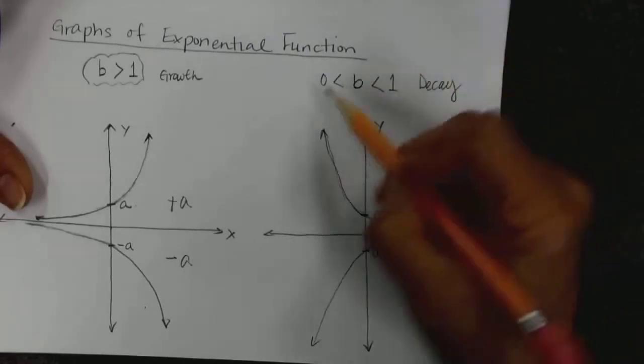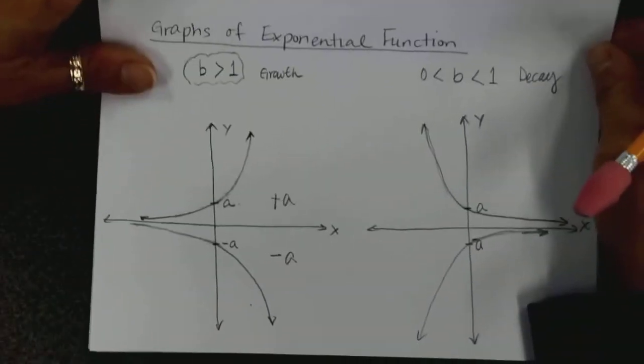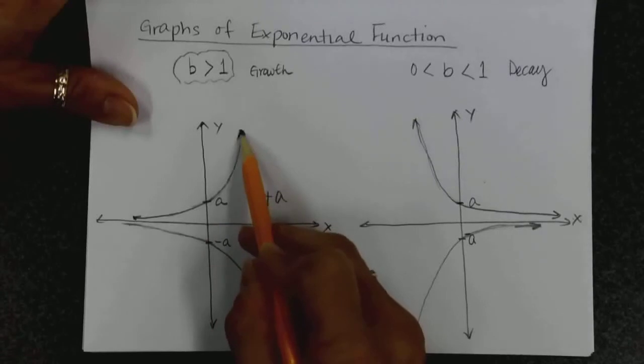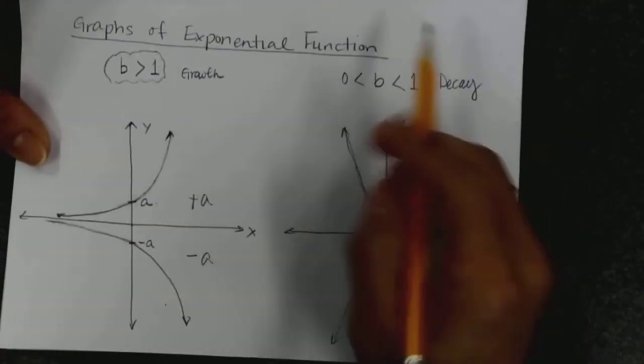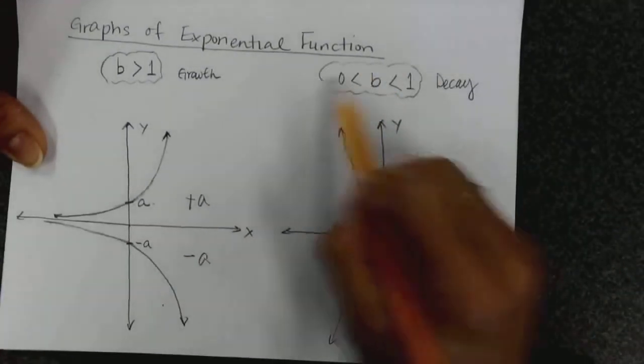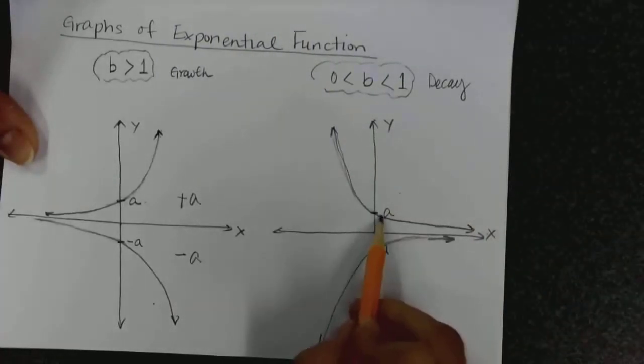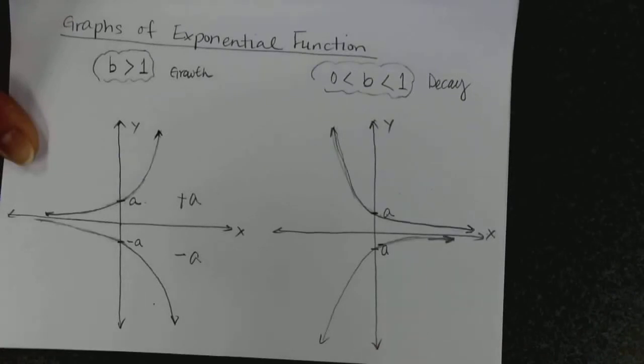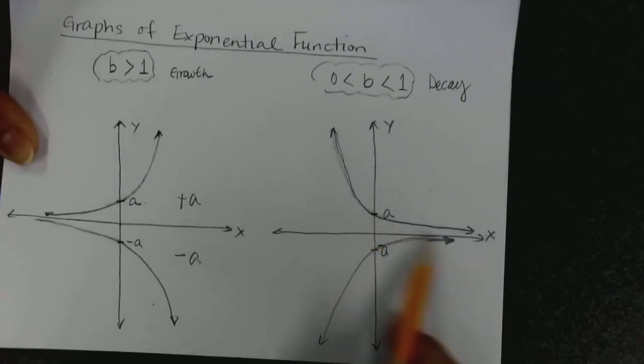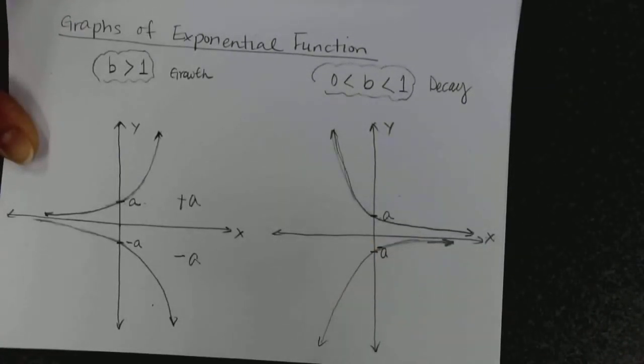So if b is greater than 1, it grows exponentially. And if b is between 0 and 1, it decays, and it decays exponentially, with almost becoming 0 but never being 0. So when you graph today, don't ever cross the x-axis.